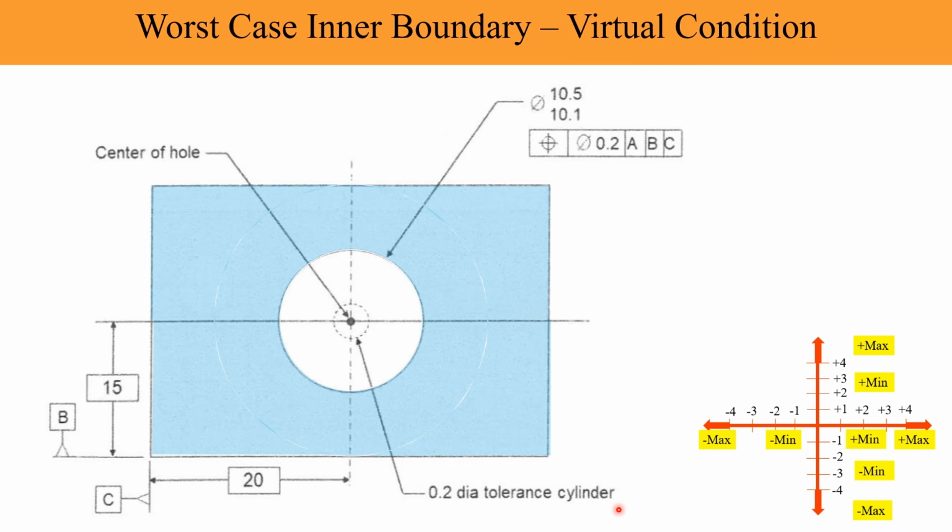Now we need to understand the collective effect of MMC size and position tolerance on the inner worst case boundary. This can be clearly understood by calculating the gap size under different boundary conditions. By analyzing how the size variation and position variation combine, we can determine the true worst case condition for assembly and function. This approach helps designers ensure that even with both size tolerance and geometric tolerance applied, the part will still assemble correctly and perform as intended.